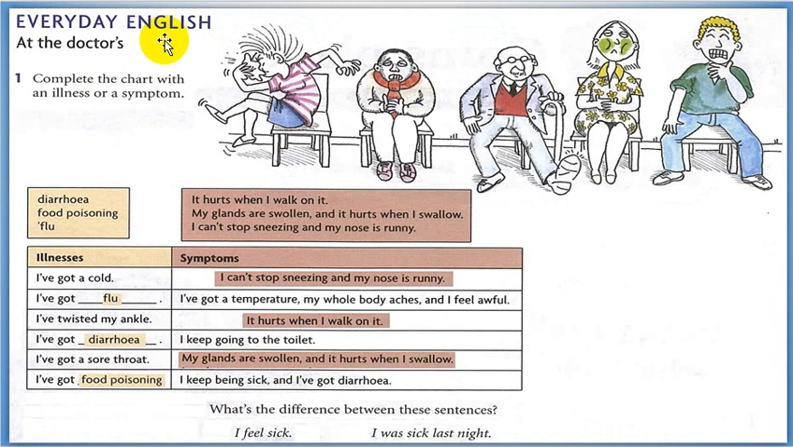in everyday English, we said that we will talk about the words that we used at the doctor's. هنا S at the doctor's شنو? clinic. هو مو doctor's office, doctor's clinic, okay? So, complete the chart with an illness or a symptom.